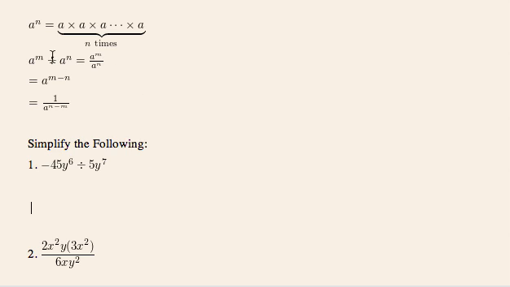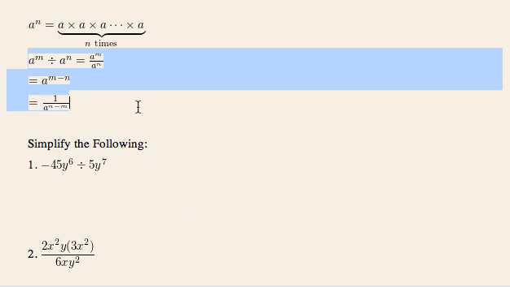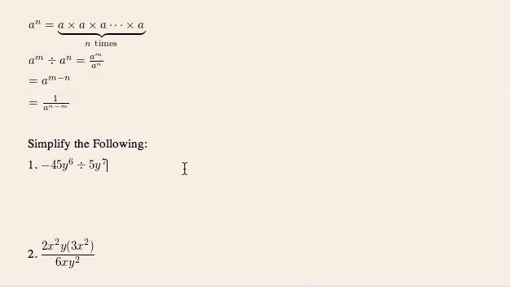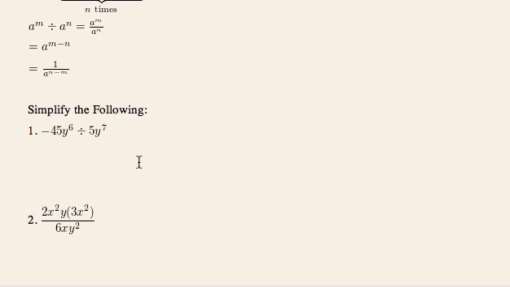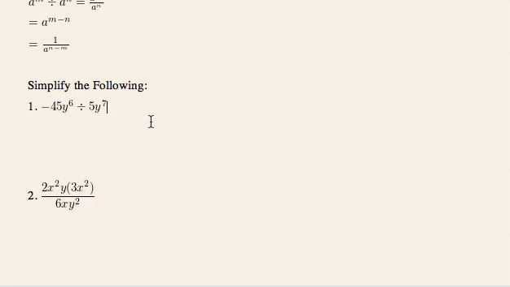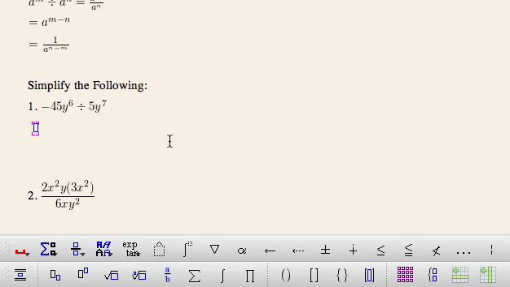Okay, so using this formula that we learned in the last video, we're going to try attempting to practice problems. So the first problem says, simplify the following: negative 45y to the power of 6 divided by 5y to the power of 7. How would we go about simplifying this?